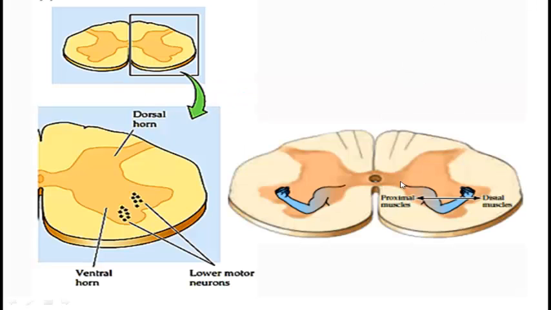Actually, the arrangement of anterior horn cells in the spinal cord is different, it has a spatial arrangement. The anterior horn cells, which control proximal muscles, are present medially within the spinal cord, and the anterior horn cells, which supply distal muscles, are present laterally within the anterior horn. So there is a spatial arrangement of anterior horn cells, or of lower motor neurons, within the spinal cord.